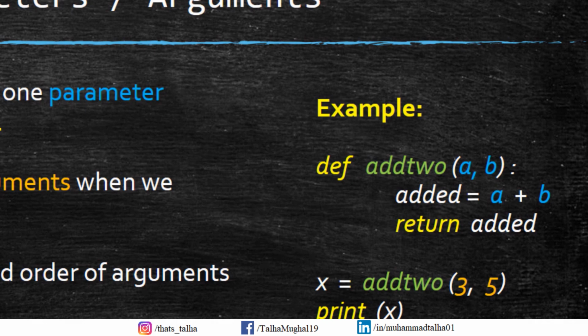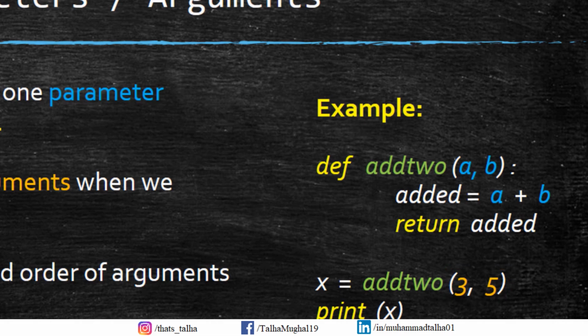For example, here I have defined a function named add2. And in the parentheses, I have provided two parameters, which are a and b. In the body of that function, I am adding those two parameters and saving their value in the variable added. And in the next line, I am returning the value of that variable added. So later in the program, whenever I call that function, just like I have done here, I will provide arguments to that function, which in this case are 3 and 5.